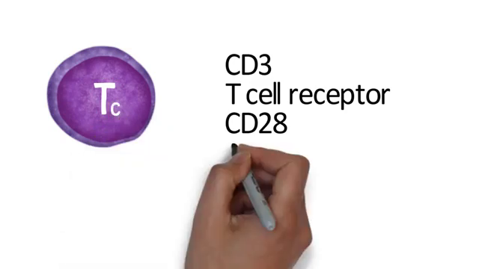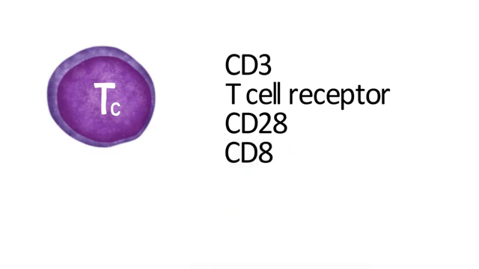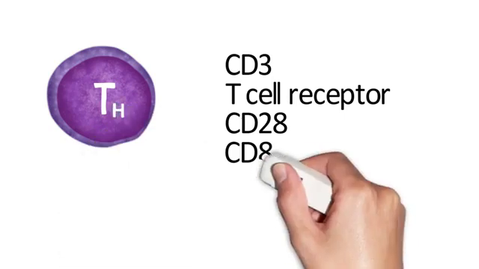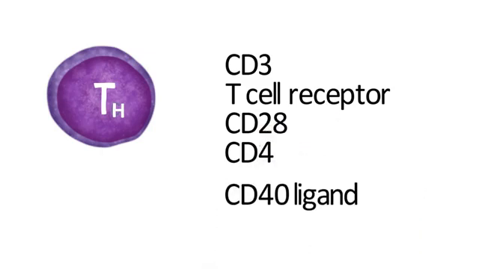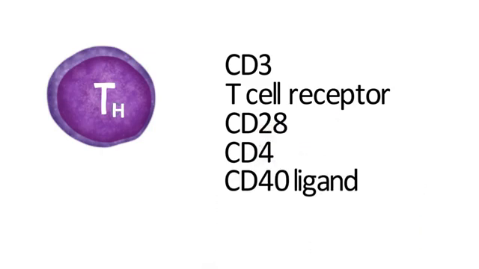Cytotoxic T cells also have CD8 surface markers, in addition to many others, and that CD8 is what helps it bind to MHC1. And helper T cells have CD4, plus they have a CD40 ligand for activating B cells. The B cell presents the antigen to helper T cells and says, "Check out what antigen I found. What do you want me to do with it?" And the activated helper T cell can tell the B cell to start making antibodies.